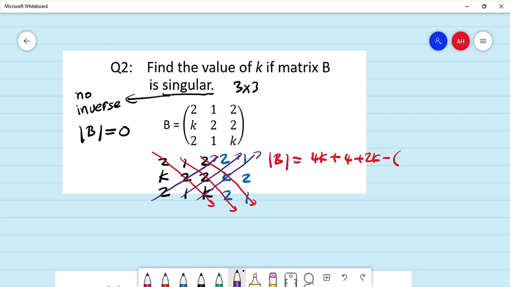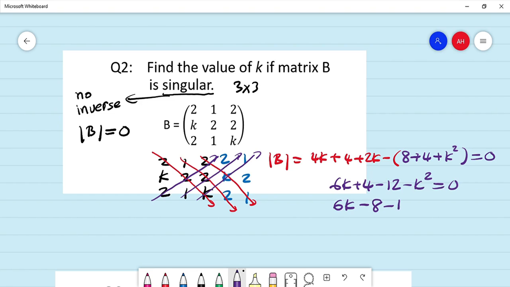2 times 2 times 2 is 8, 2 times 2 is 4, and k times k is k squared. This value must equal to 0. Alright, so now we have 6k plus 4 minus 12 minus k squared equal to 0. We have 6k minus 8 minus k squared equal to 0.